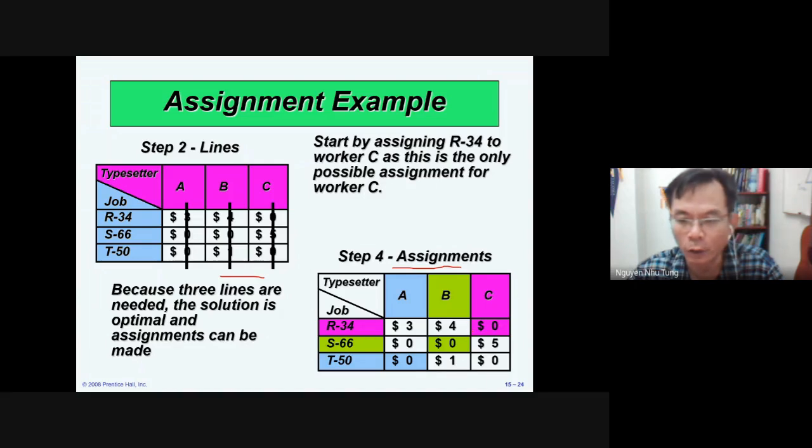Look at the step 4 table. That is the final solution. So resource A can do S66 or T50, because there are 2 zeros here.